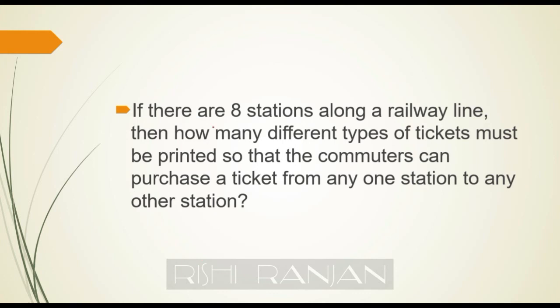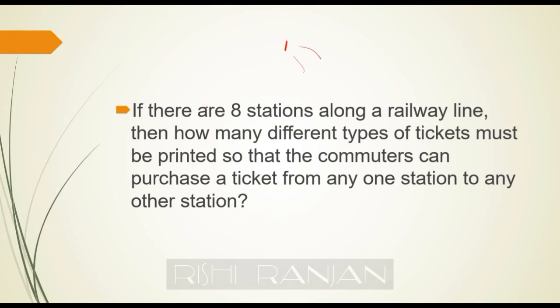Now this is another type. If there are 8 railway stations along a railway line, then how many different types of tickets must be printed so that commuters can purchase a ticket from any one station to any other station? What they're asking is, from station 1 I can buy a ticket to 2, 3, 4, 5. Means the ticket types are 1 to 2, 1 to 3, 1 to 4, 1 to 5, and so on, then 2 to 1, 2 to 3, 2 to 4. These are the types of tickets.